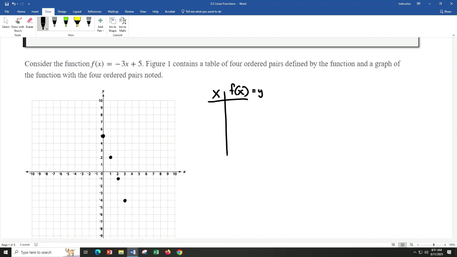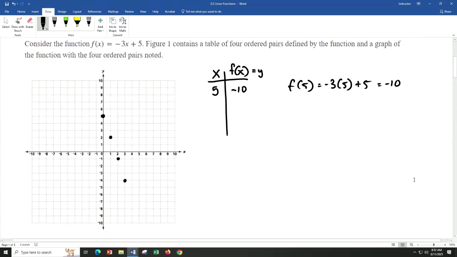Now if I want to find more points, I could say, well, what happens if x is -5 or x is 5? Let's find out. When x is 5, I would put f of 5 equals -3 times 5 plus 5, which is -15 plus 5, and that gives us -10. So the point is 5, -10, which I could have obviously found by doing my slope. Notice 5, -10 would be right here.